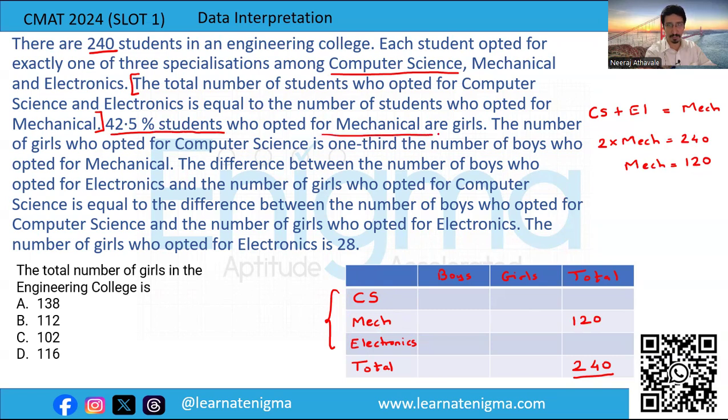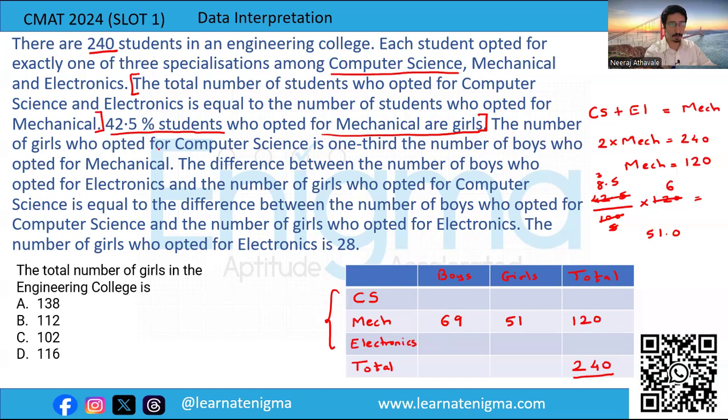42.5% students who opted for mechanical are girls. So 42.5 upon 100 into 120. Solving it, 25 dividing by 5 we get 8.5. So 8.5 into 6, 6 5s are 30, so 0, 3 carry over, 48 plus 3 is 51. So there are 51 girls and the boys will be 120 minus 51, that is 69. So we are done until here.